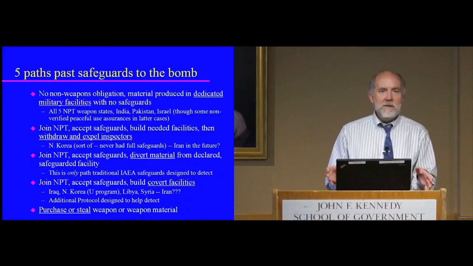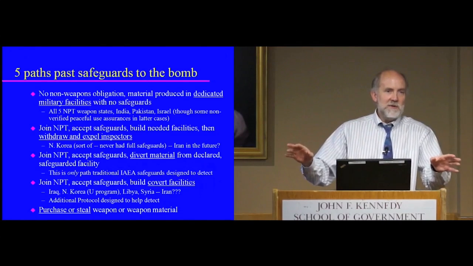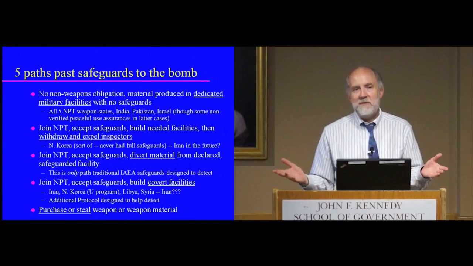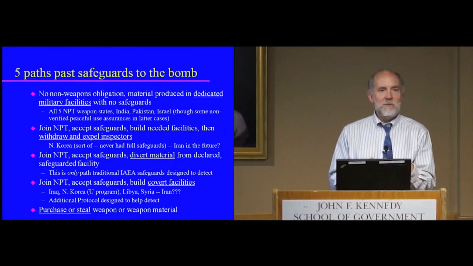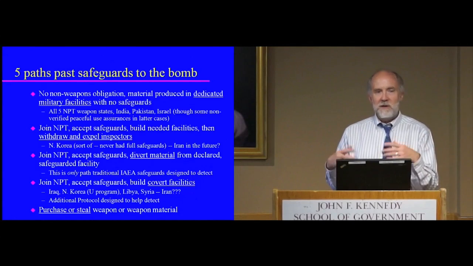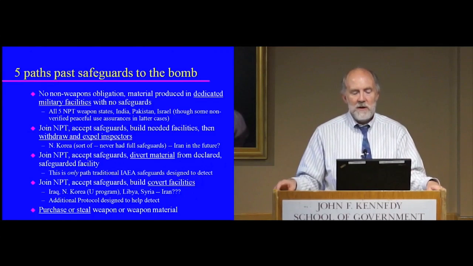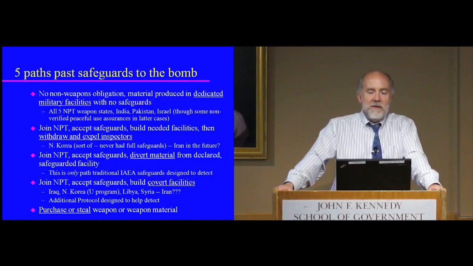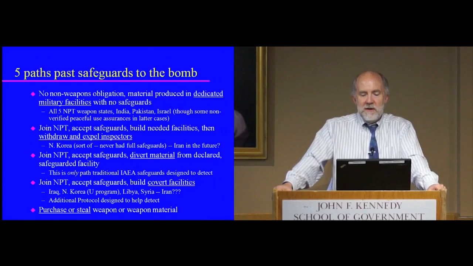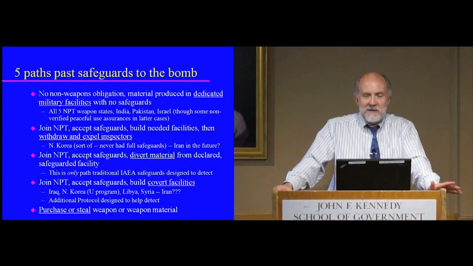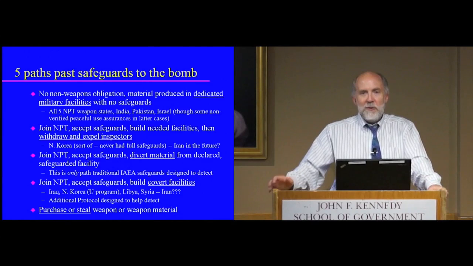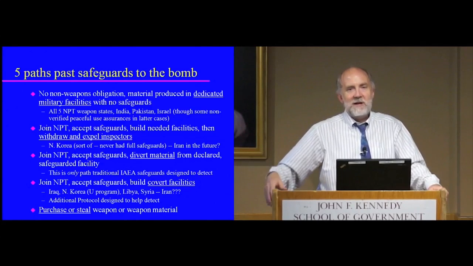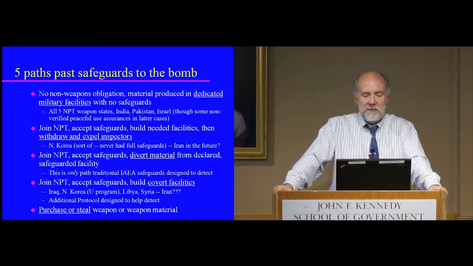One would be, I don't sign up to any of the treaties in the first place, and so I don't have any requirement to accept inspections, and I just build military facilities to produce material for my nuclear weapons. So that's how all 5 of the NPT nuclear weapon states did it. That's how India, Pakistan, and Israel did it. Though in those latter cases, there were some facilities where they had promised other countries they would only use them for peaceful purposes that in fact ended up being used for the weapons program.